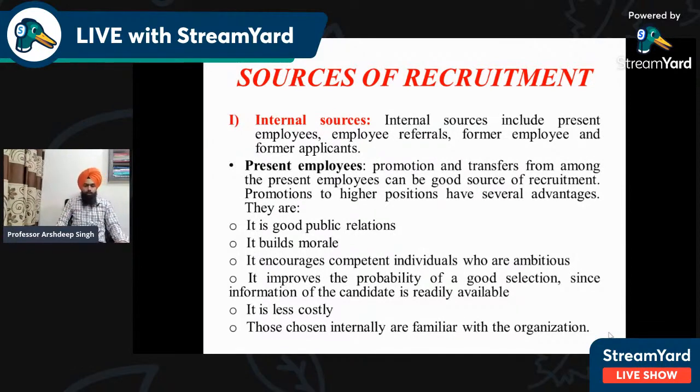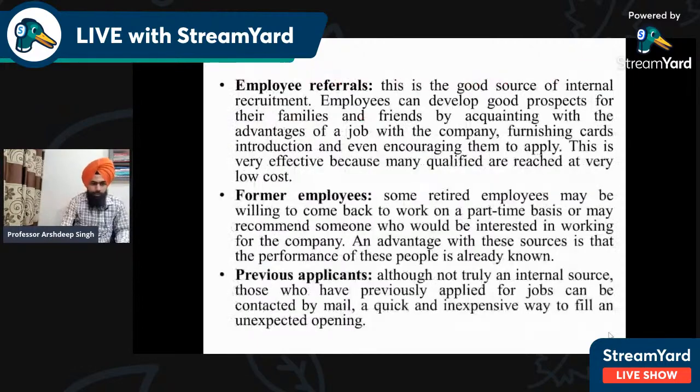And next, those chosen internally are familiar with the organization. So we are not getting an outsider. We already have the person who is working for the specific organization. We are just promoting him or her, and that means he or she is already working for the organization, and we know about that person. Okay, so that is beneficial.